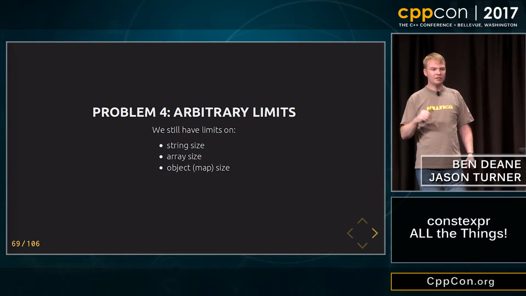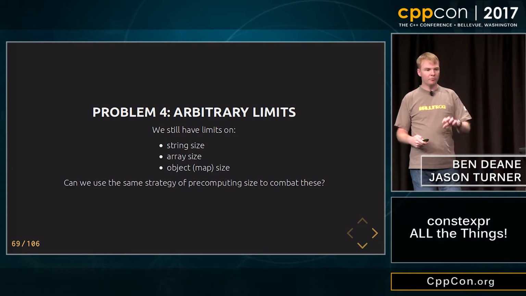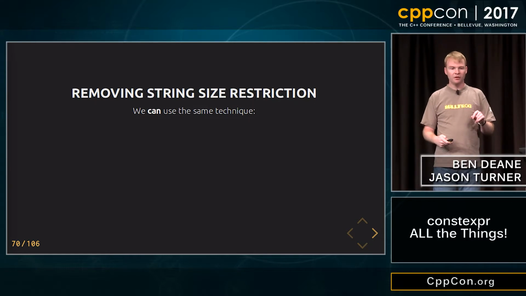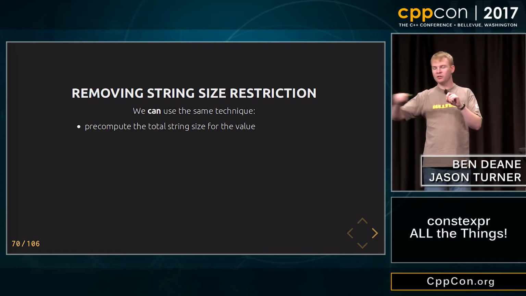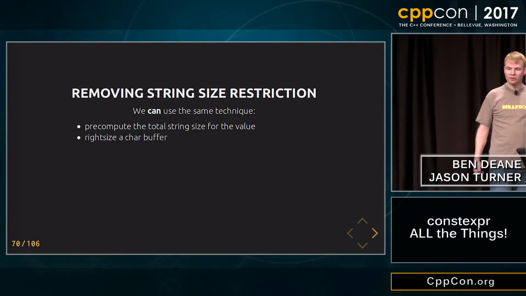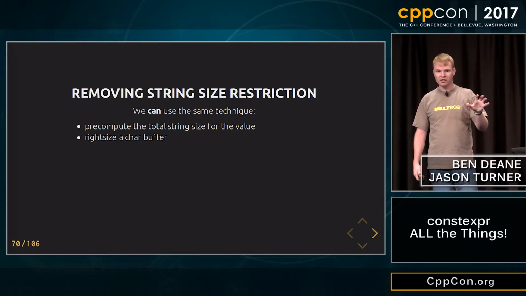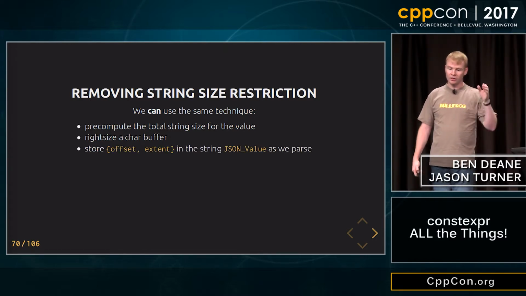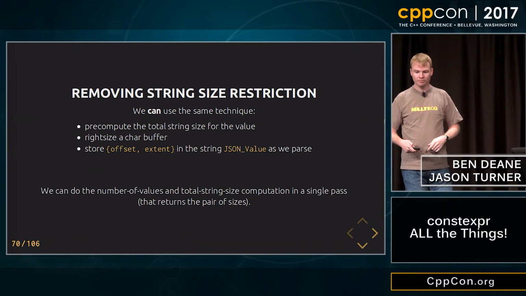Problem 4: we still have these arbitrary limits on string size, array size, and object size. So I thought, can we use the same technique of pre-computing size to get around these? And the answer is, for strings, yes. Because in the same way we're pre-computing the number of values required, we can pre-compute the total string space we're going to need. And we use exactly the same kind of technique to do that. Where we previously right-sized a value buffer, we'll just right-size a character buffer for the strings, and then strings will become effectively string views into that buffer as we parse.